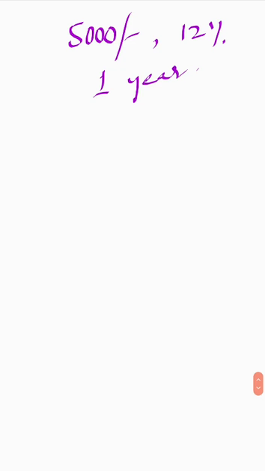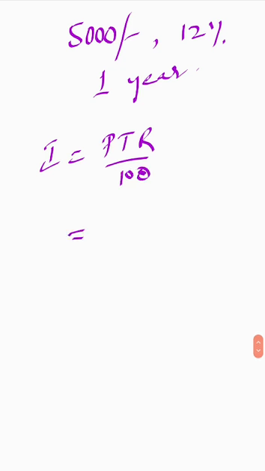Whenever we read the problem, first we have to find the given things: what is the principal, what is the rate of interest, what is the time. If we know these three things, we can find the interest. The interest formula we already know: simple interest is equal to PTR by 100. Here, the principal is how much amount she is borrowing. P is equal to 5,000.